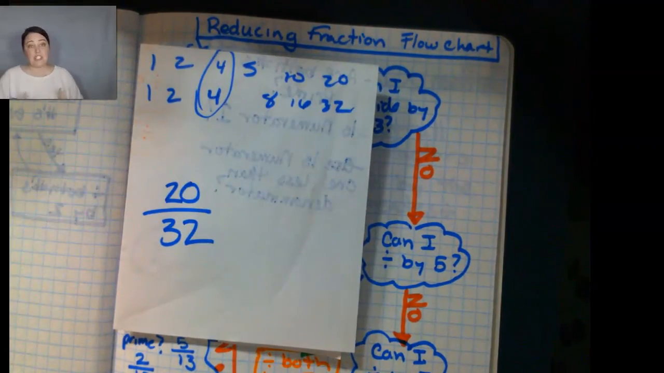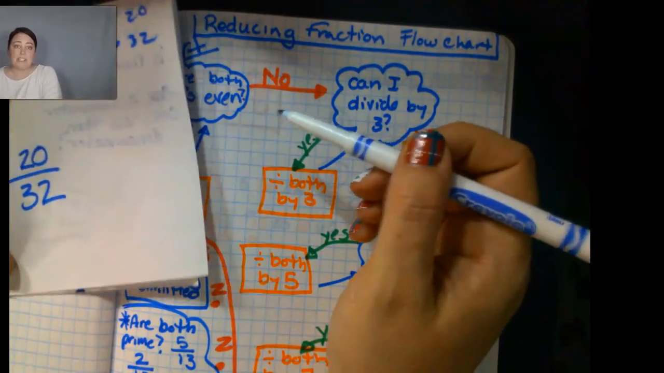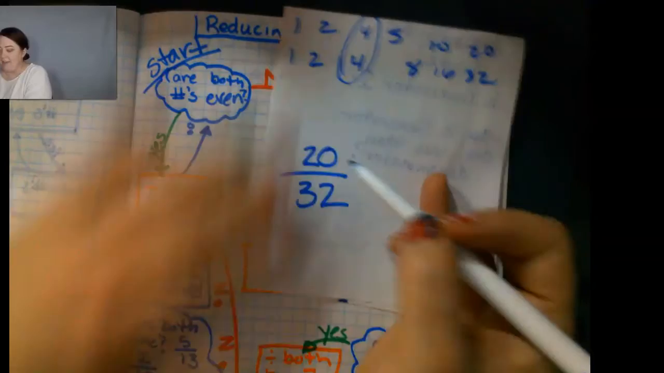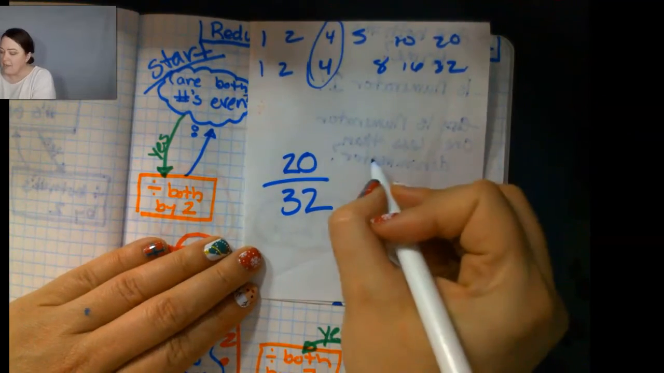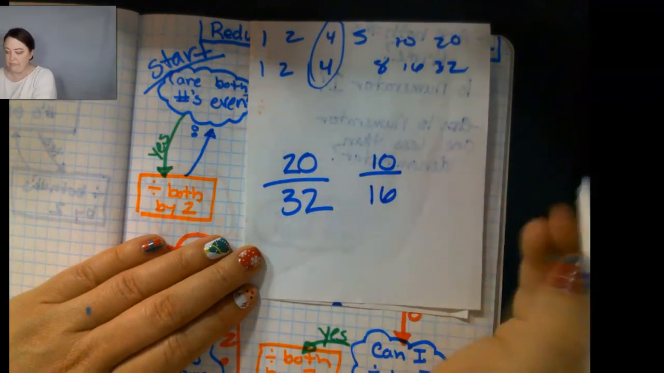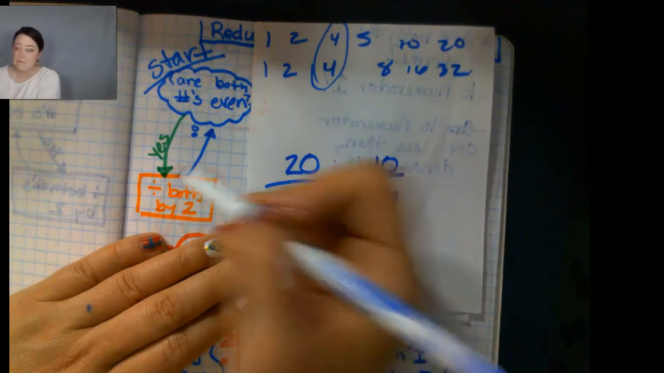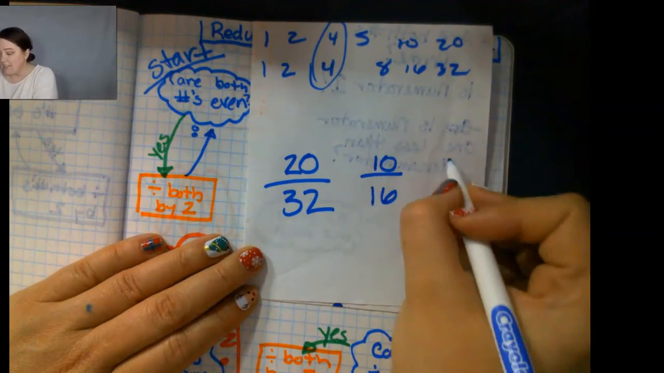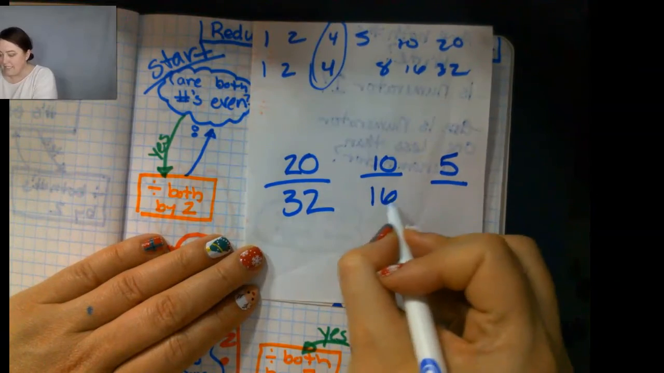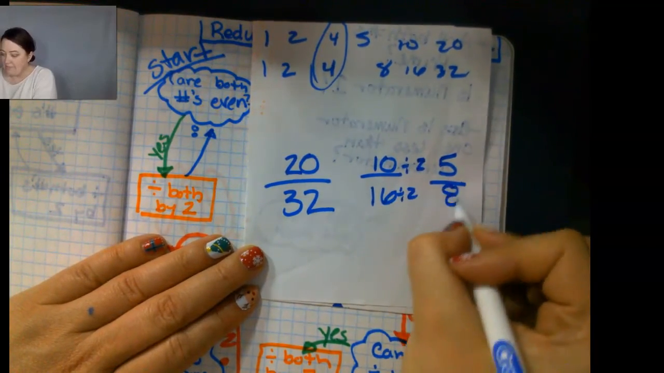The other way to do this is to use the flowchart. So, are both numbers even? Yes, I'm going to divide them by 2. 20 divided by 2 is 10. 32 divided by 2 is 16. I ask myself again, are they both even? Yes, so divide by 2. 10 divided by 2 is 5. 16 divided by 2 is 8.